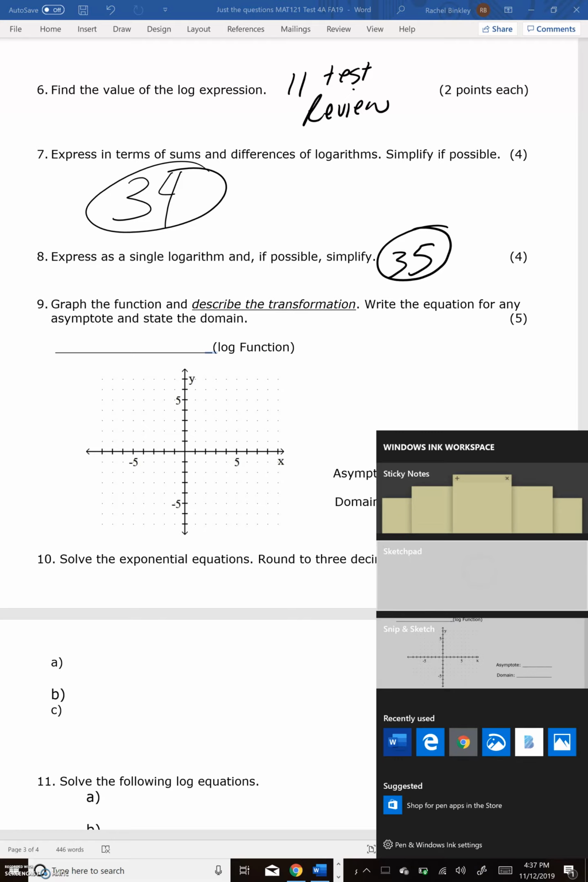Let's do a practice problem. Let's do question 35, which gives us 3 times the natural log of x plus 1/2 natural log of y minus natural log of z. So it wants us to put it back into only one natural log symbol.